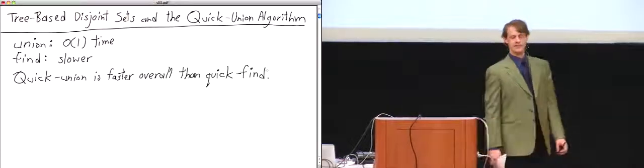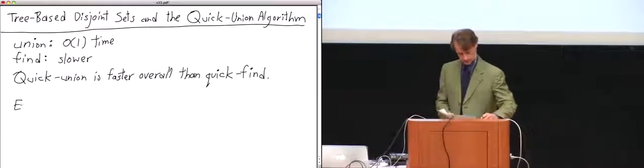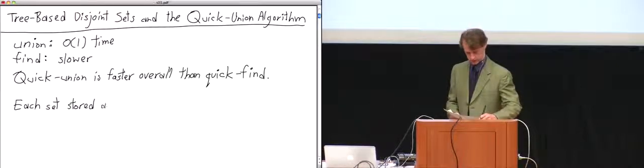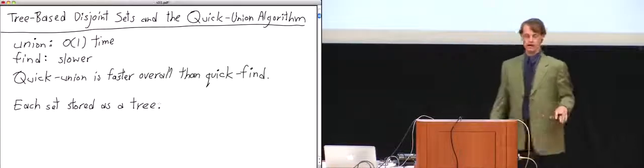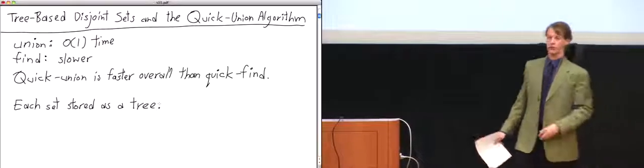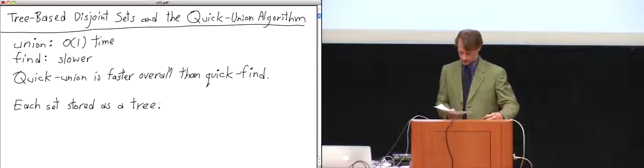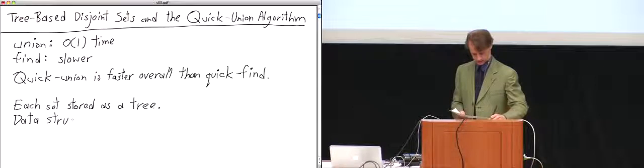So, as I said before, each set, now we're going to store it as a tree. And this is not a binary tree. This is a tree where each parent can have any number of children. One node, one item might have 1 million children. The data structure as a whole, therefore, is a forest.